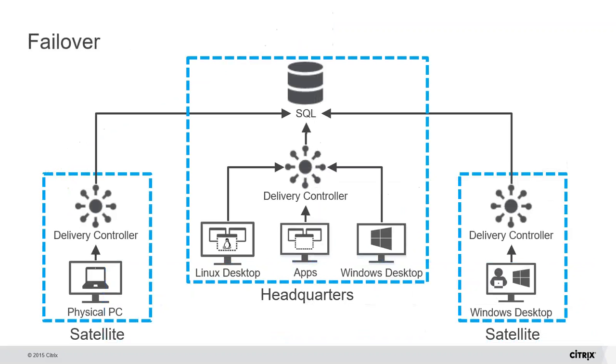But how this now fits in with zones is that I have my 3 different zones set up. If my satellite zones can no longer talk to the SQL database, they will automatically revert back to the XML file, and users continue to access their local resources. As soon as that link comes back up, the delivery controllers will start using the SQL database again to get access.